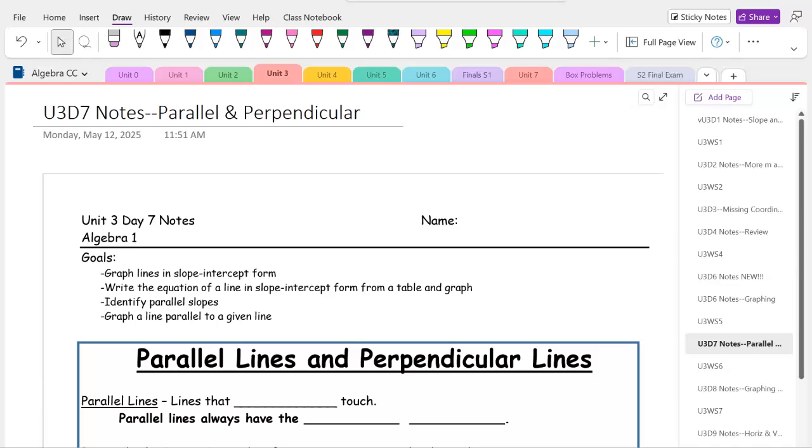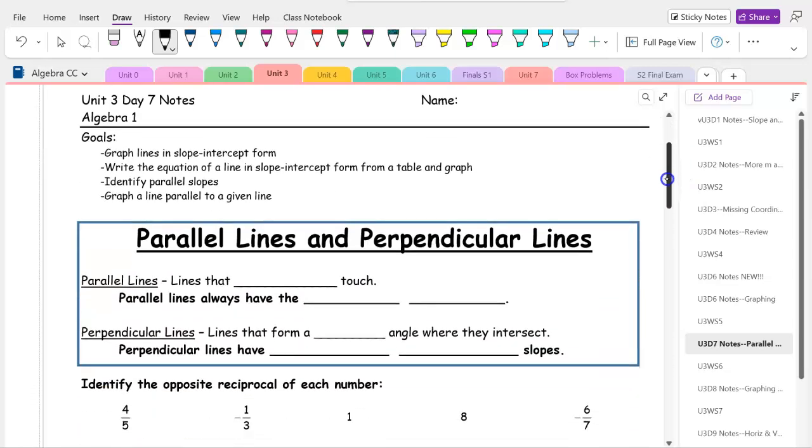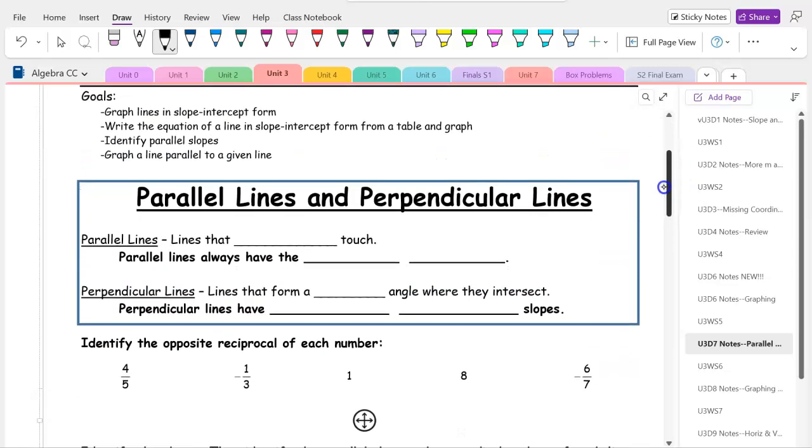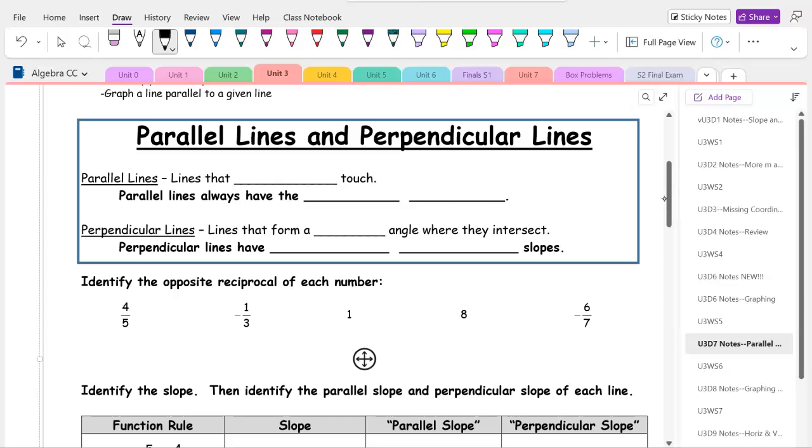Hello, Algebra 1. Today we are talking about graphing parallel and perpendicular lines and understanding when we have parallel and perpendicular lines. So parallel lines are something that we've already seen when we were graphing linear equations and finding no solution, so we should know that parallel lines never touch. However, something related to what we are talking about now with parallel lines is that this means that parallel lines always have the same slope.